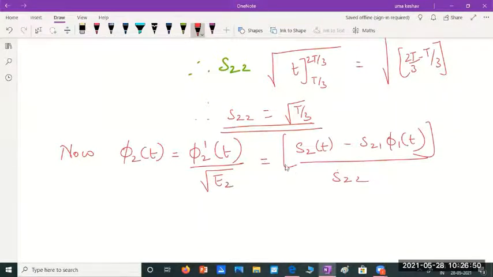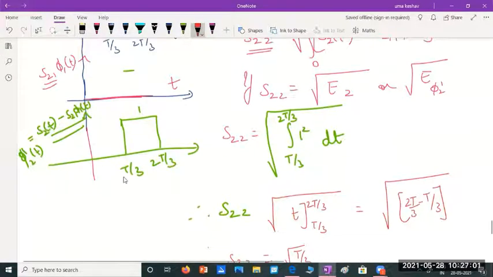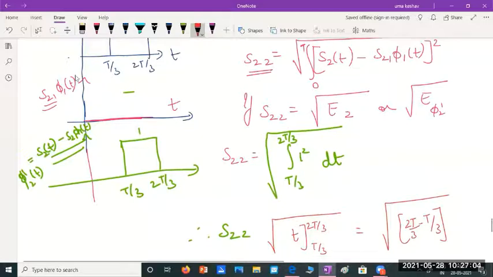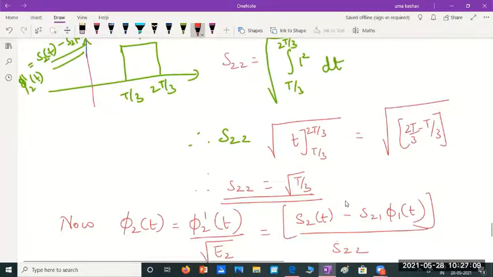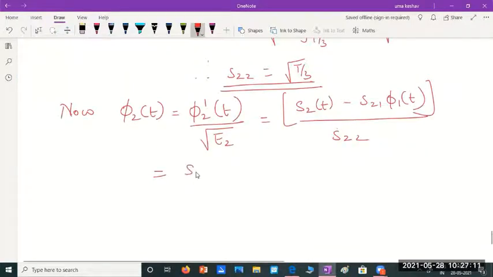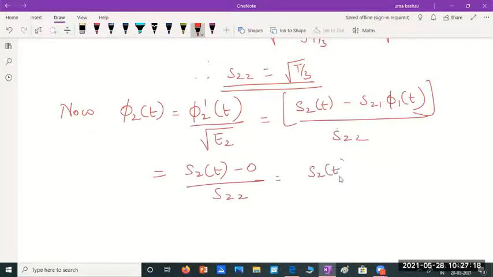If you see, we have considered the same equation when we wrote the Gram-Schmidt procedure. And what does this turn out to be? We have already subtracted S21 phi1 from S2. We got back S2 itself because S21 turned out to be 0. Here I am going to get S2 of t itself minus 0 divided by S22, or I can simply say S2 of t divided by root t by 3.